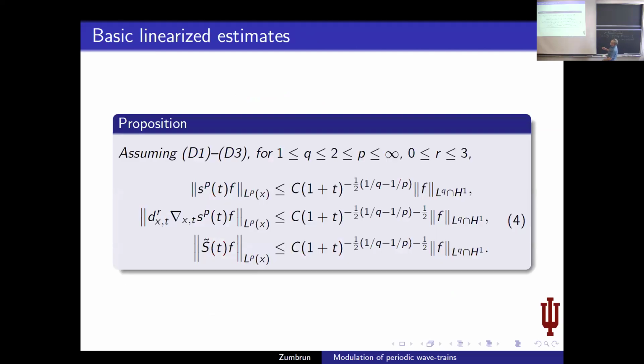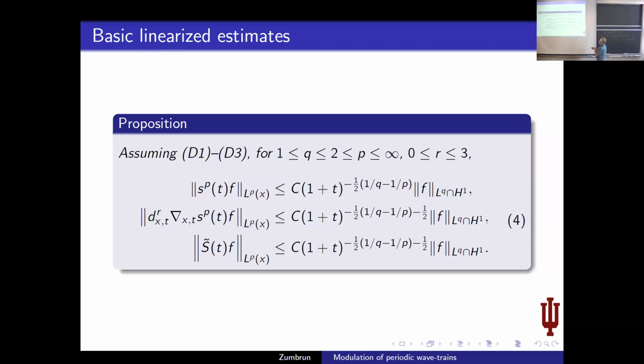And this is still review. We proved these basic linear estimates, which were like that: S_P takes L^q data to L^p at the rate of a heat kernel. Derivatives work like derivatives of a heat kernel, except we don't keep track after the first one.